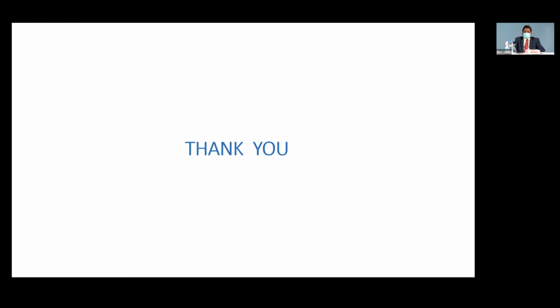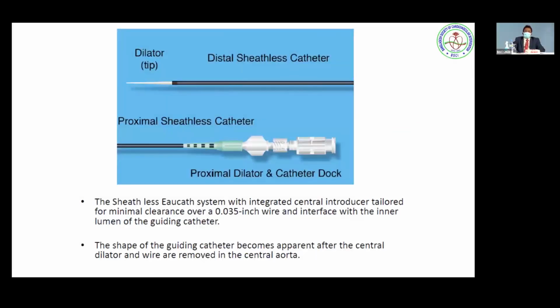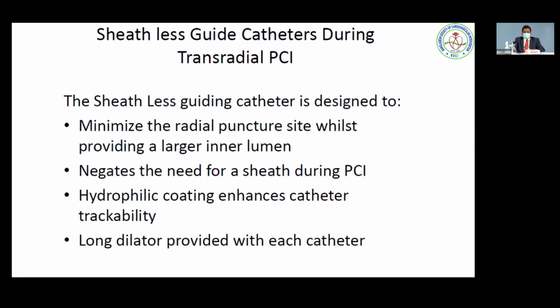You should do a radial angiogram with diluted dye, taking a few seconds, and then you will understand whether a 7 French guide will accommodate or not. In most cases a 7 French guide easily accommodates in the radial route. Thank you, sir.